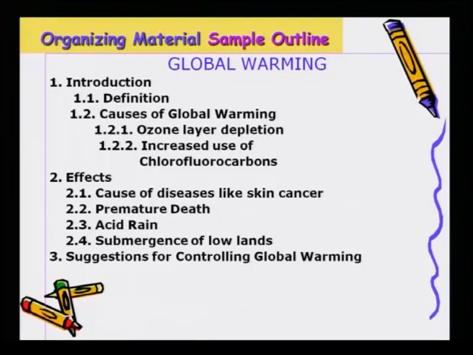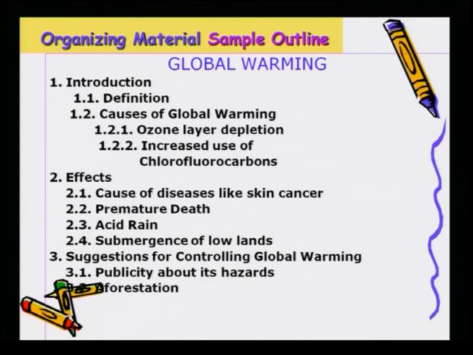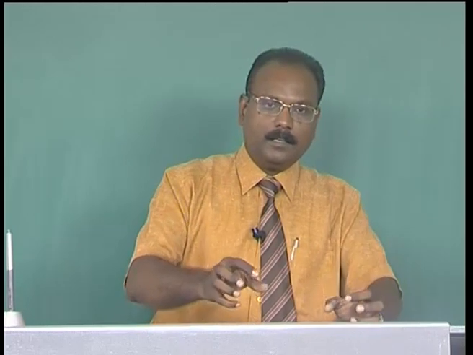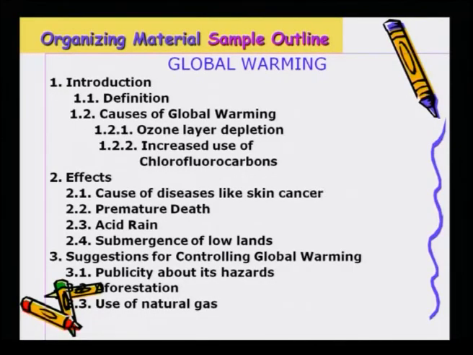And then you can also talk about the third chapter, suggestions for controlling global warming, and some suggestions like publicity about its hazards, afforestation, planting more trees, and controlling the chlorofluorocarbon pollution, and saving the ozone layer from depletion, and use of natural gas, and so on. And you can also give recommendations if you wish, but this is a simple outline. Now, if you can see, they are the catch phrases, they are put here, and once the phrases and subtopics are here, it is very easy to insert the evidences that you have collected, the quotes that you can elicit from books.